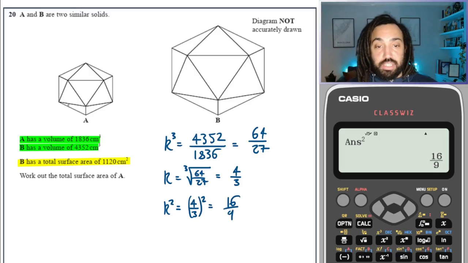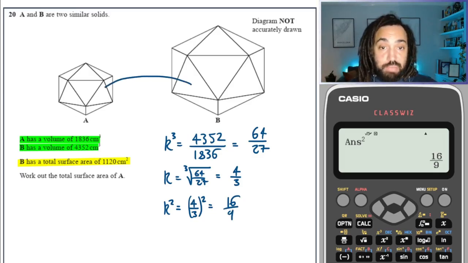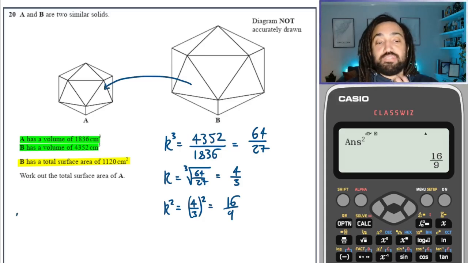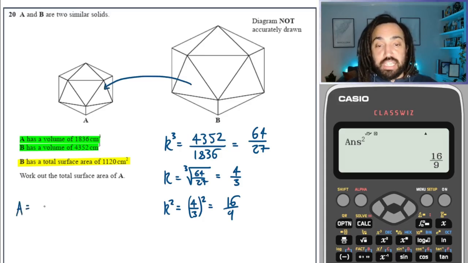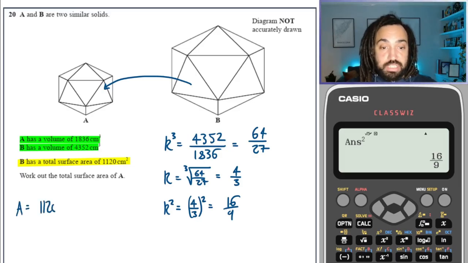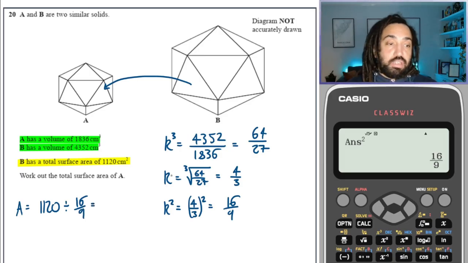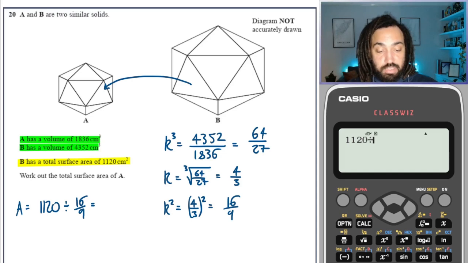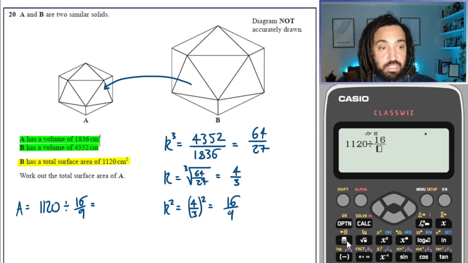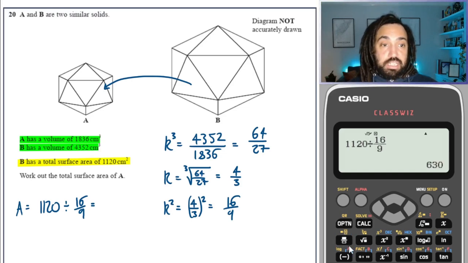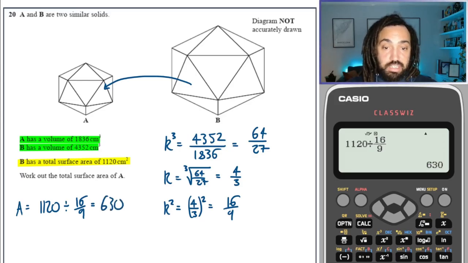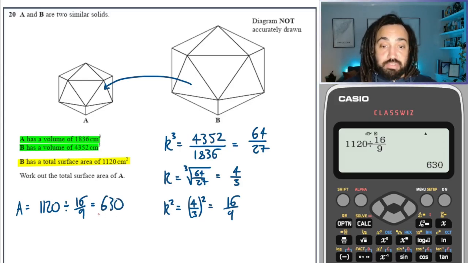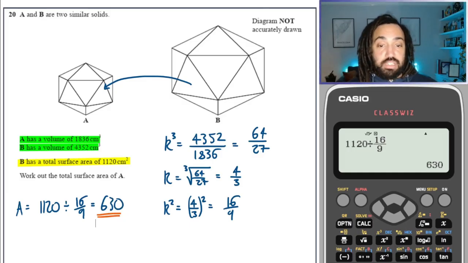Now, which way do I need to go? I want to work out A. I've got B, and I want to go back to A. So we're going to be dividing by the scale factor. So we're dividing by 16 over 9. Perfect. So it is 1120 over 16 over 9, and that gives us 630. Again, a nice neat number, which doesn't need to be rounded, which is great given that they're not asking us to round.